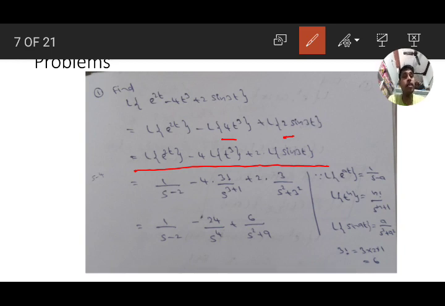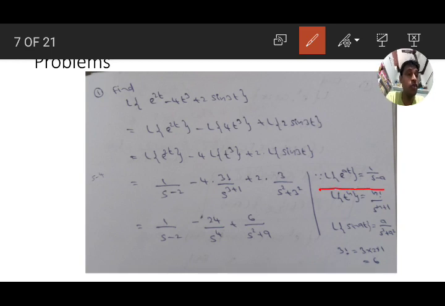So we need three formulas here. First, e to the power of at, the formula is 1 by s minus a. In this problem a equals 2, so we get 1 by s minus 2. Next formula, t to the power of n, n factorial by s to the power of n plus 1, where n equals 3. Next, Laplace transform of sin at, a by s square plus a square. Here it is sin 3t, so a equals 3.